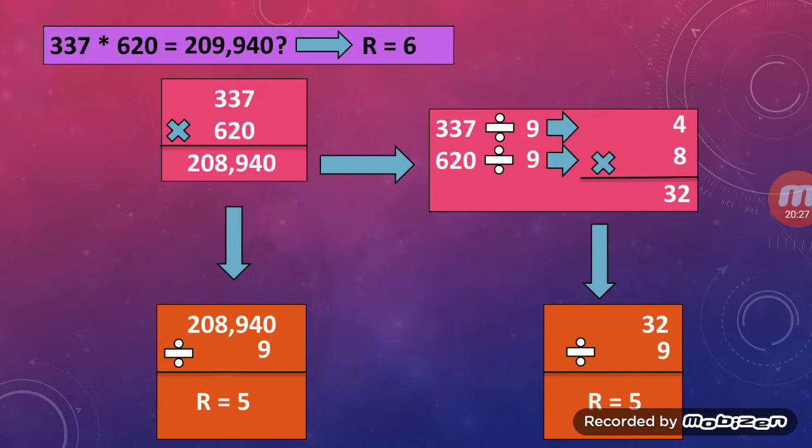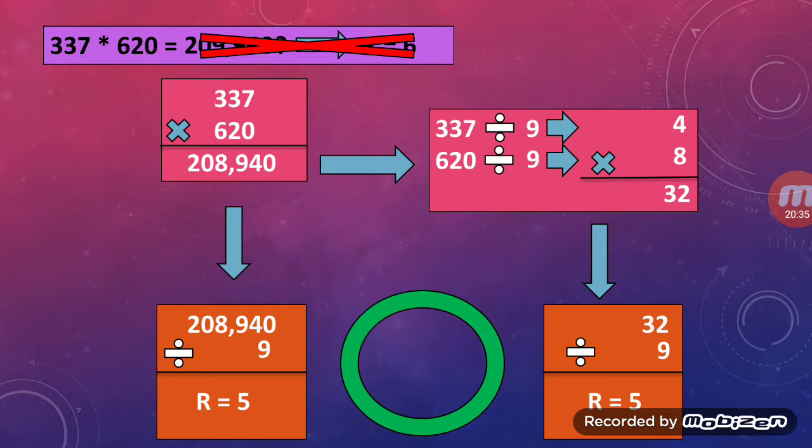Now for the final time, we're going to test the original given number divided by 9, which yields a remainder of 6. Once again, the given answer is not correct. Instead, our final product answer is 208,940.